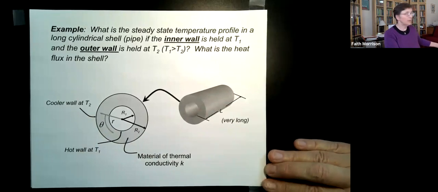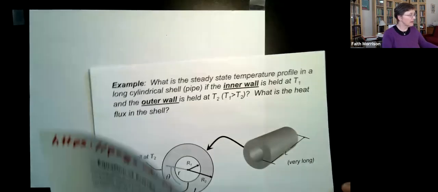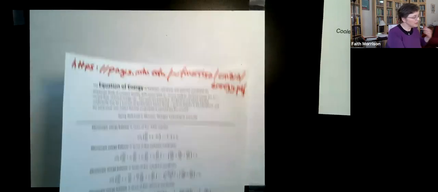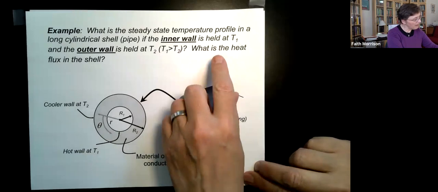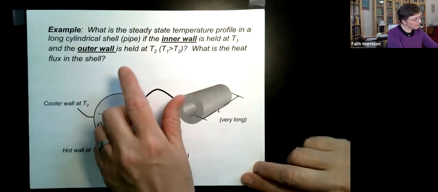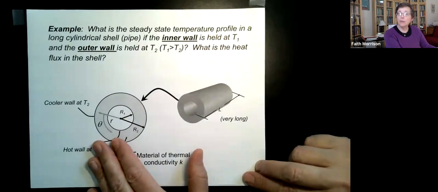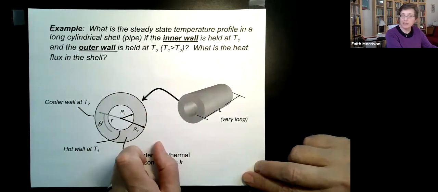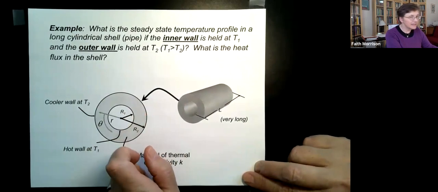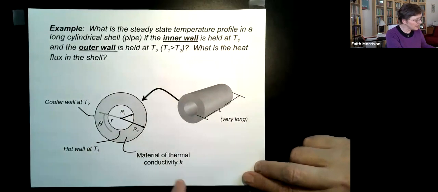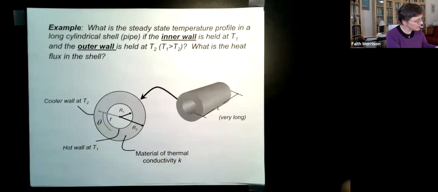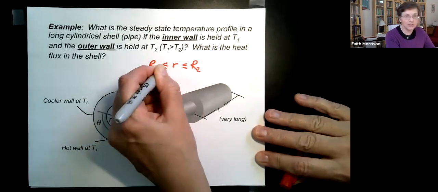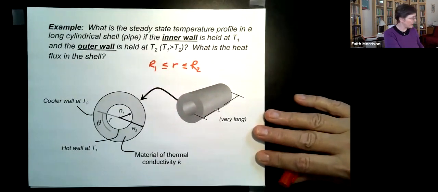So as was true with the 1D heat conduction in a rectangular solid, we're going to solve it with the microscopic energy balance. Whenever we're asked a question about the temperature profile, that means we have to do a microscopic balance, because the microscopic balance zooms in into tiny regions in space inside the domain, and tells us about how the temperature varies with position. So our domain here is between R1 and R2. So R is between R1 and R2, and that's the region over which we're solving for the temperature profile.